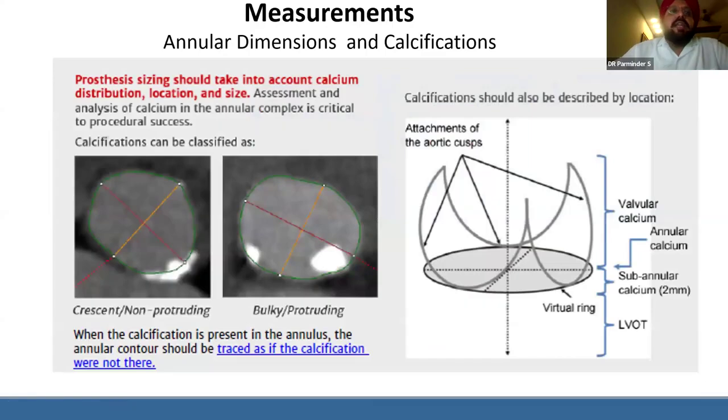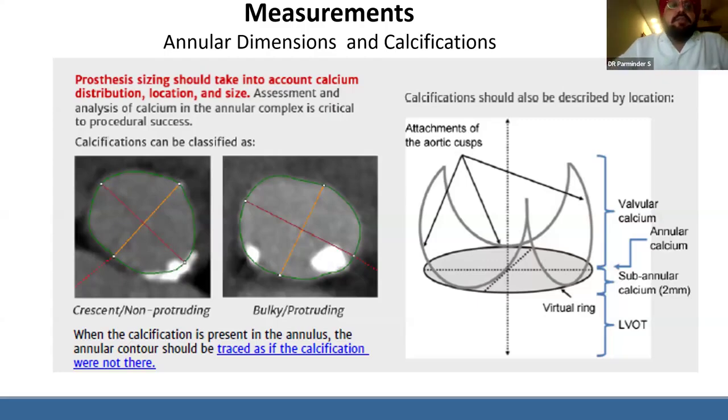Then we should look at the calcium at the level of the annulus. Annular calcium is very important. And if we have calcium at the level of the annulus, this can be classified as crescent or non-protruding calcium, or bulky or protruding calcium.